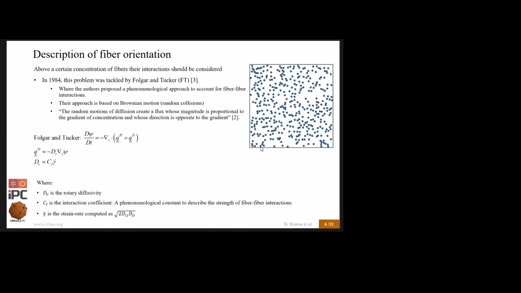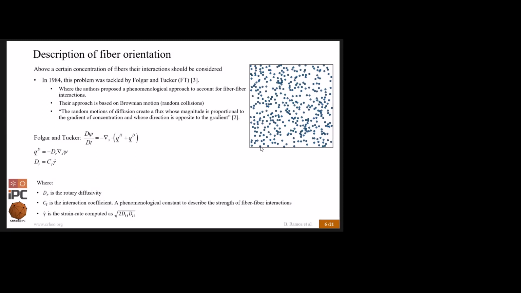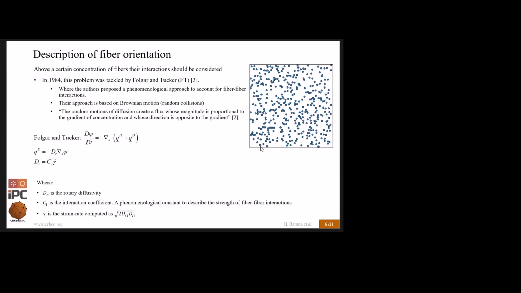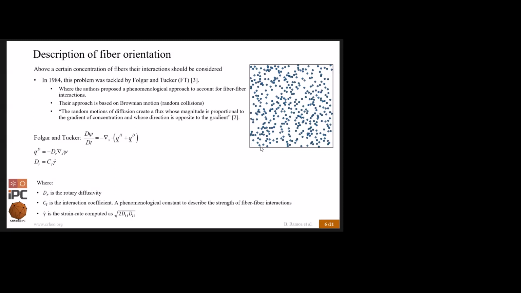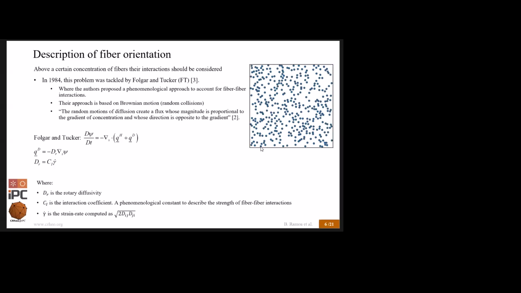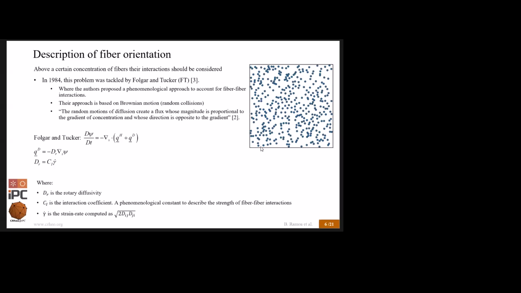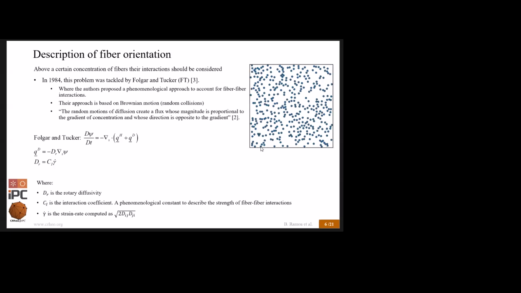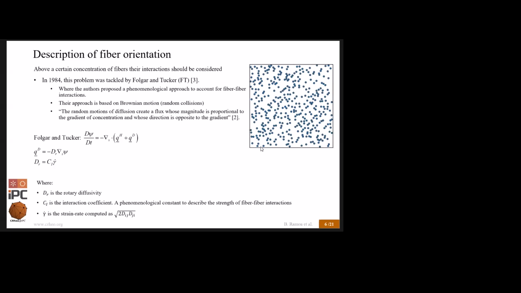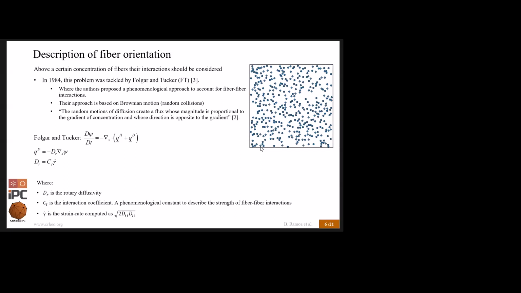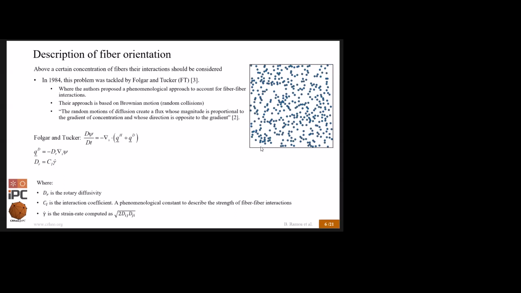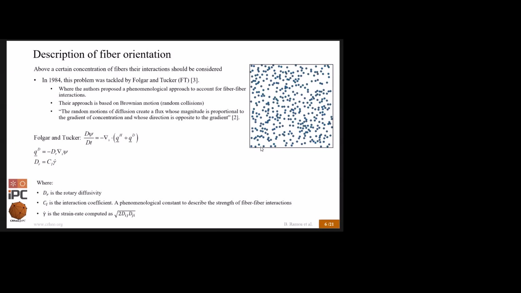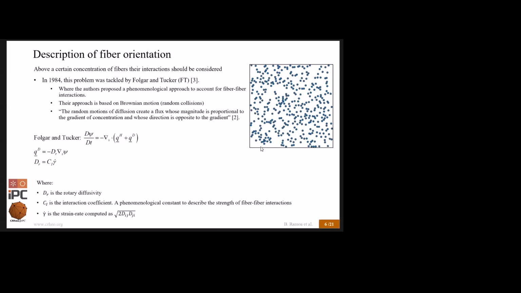Now, one thing we haven't tackled is if I have a very big population of fibers, they are bound to interact with each other. So I need to account for these interactions. And historically, this was made in 1984 by the work of Folgar and Tucker, who proposed a phenomenological model to account for interaction between fibers. They based their work on Brownian motion, so kind of collisions that are going to happen, and they have basically created a diffusive flux. The work of Jeffery, which is the first portion in here, and included the diffusive flux to model the interaction between particles.